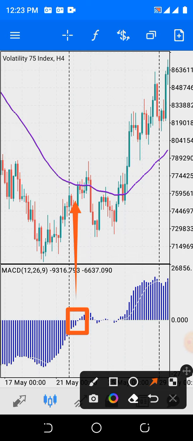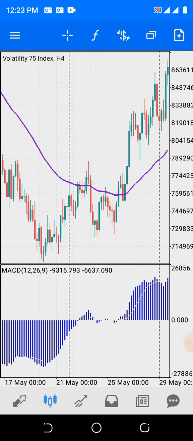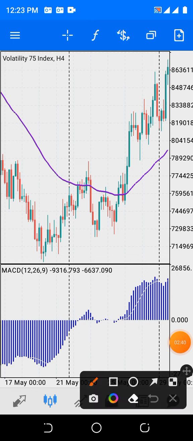Now watch here. Pay attention. That's what I want to show you now. Look here. There is a crossing here. Now trace it up. You see that there is a crossing here also. So you take a buy position immediately. Once you observe that the crossing occurs at the same time, take a position immediately. Do you understand?